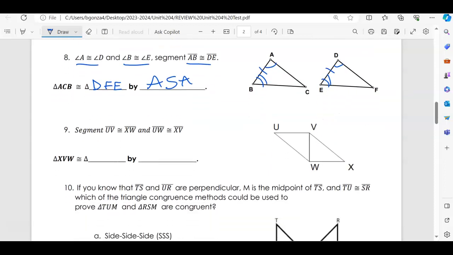All right, number 9, they're touching. Put a tick mark there. It says UV is congruent to XW, UV, XW, and UW.